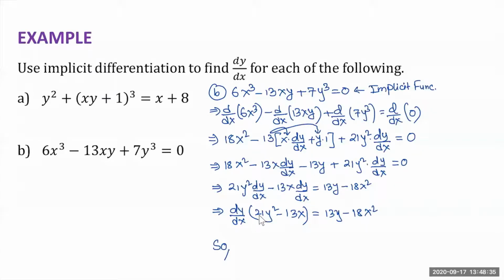So if you divide on both sides by 21y squared minus 13x, then dy over dx, the derivative, is equal to 13y minus 18x squared, divided by 21y squared minus 13x. So that is the derivative of the implicit function given here in part B.